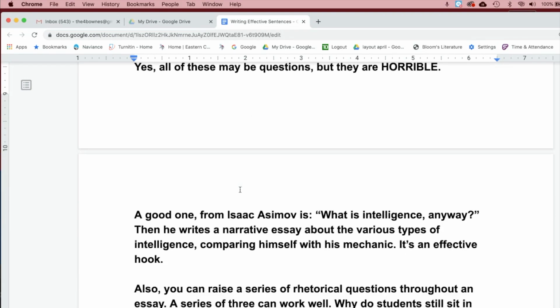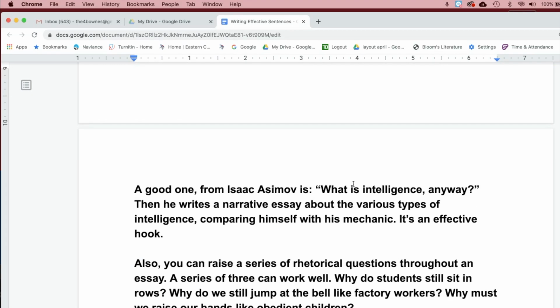A good one from Isaac Asimov is, "What is intelligence, anyway?" This is from an essay called "What Is Intelligence?" Then he writes a narrative essay about the various types of intelligence, comparing himself to his car mechanic. It's an effective hook, right? Because what is intelligence, anyway? All right, it's very informal. I'm like, okay, let's go over this.